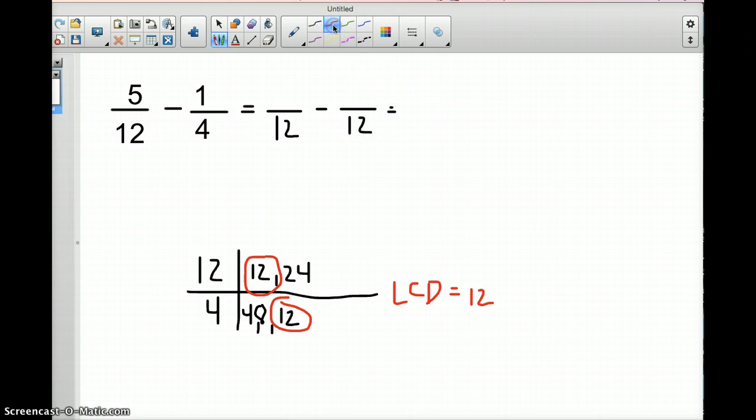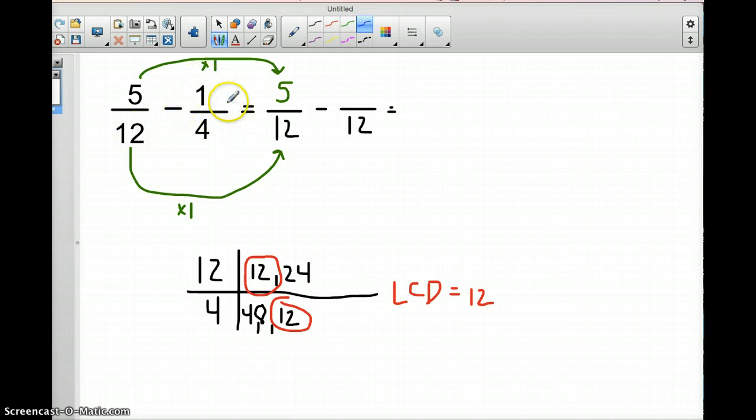I like to use two different colored pencils in order to do this, just because it keeps me nice and organized. So I'm going to use green for this first fraction and blue for the second fraction. I start off by making an arrow from my old fraction to my new fraction. And I ask myself, how can I go from 12 to 12 using multiplication? 12 times 1 is 12, so I'm going to put a little times 1 here. And then whatever I do to the bottom, I also have to do to the top. So I did times 1, and I'm doing times 1 again. 5 times 1 is 5. That fraction stayed the same because it already had a denominator of 12.